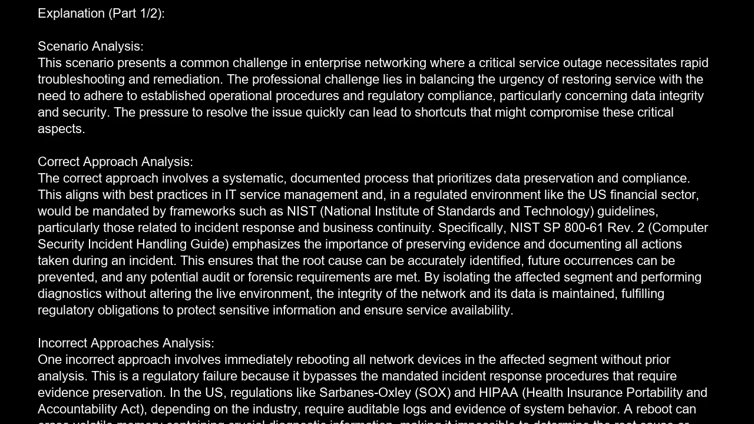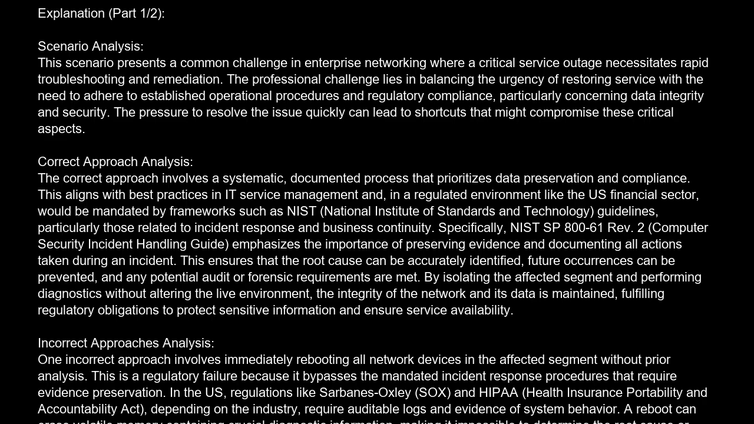Incorrect approaches analysis. One incorrect approach involves immediately rebooting all network devices in the affected segment without prior analysis. This is a regulatory failure because it bypasses the mandated incident response procedures that require evidence preservation. In the U.S., regulations like Sarbanes-Oxley (SOX) and HIPAA, Health Insurance Portability and Accountability Act, depending on the industry, require auditable logs and evidence of system behavior.